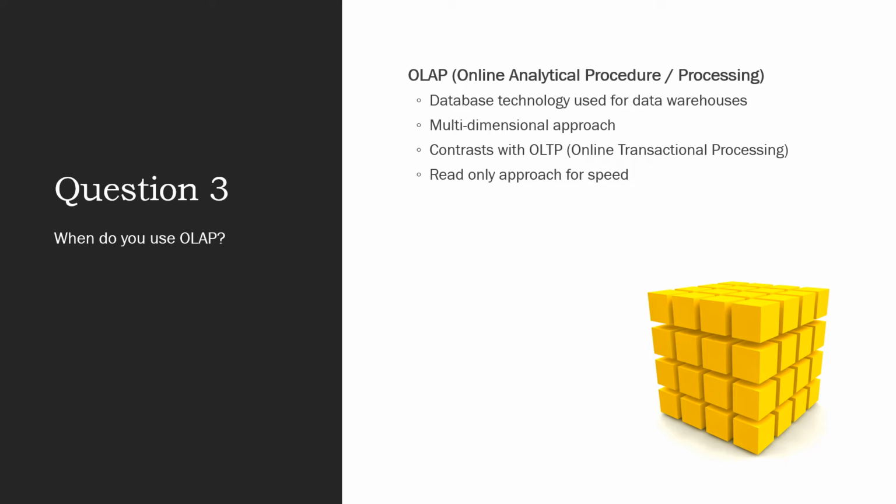In contrast, OLTP, or online transactional processing, is a technology which deals with the day-to-day data transactions, including updates and deletions within production-level databases. OLAP streamlines analysis by focusing on read-only data access from large pools of data.